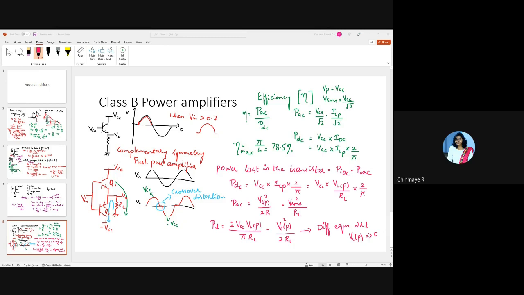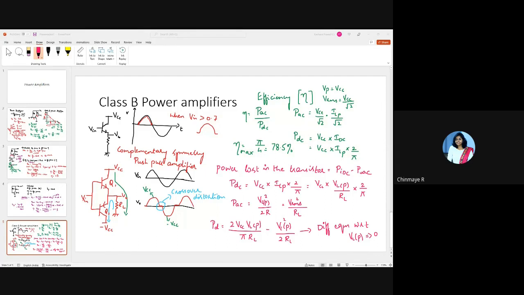Were all of you able to get that? You need some more time to solve. I'll give you some more time. Were all of you able to get this? Do you want me to solve this? You just have to differentiate it with respect to VL of P and then equate it to 0 and find out what is VL of P. Can you please reply in the chat box? Were all of you able to get it? Okay.